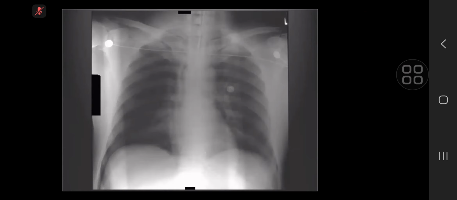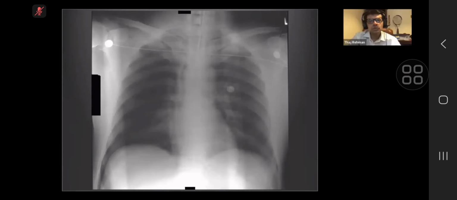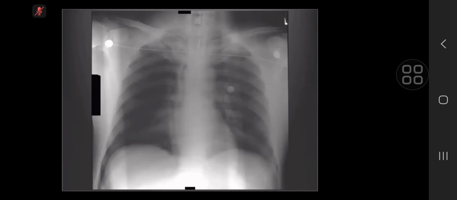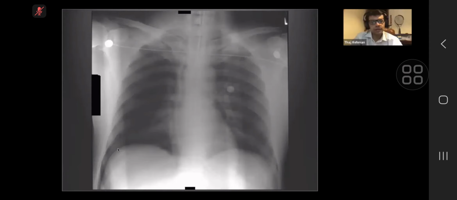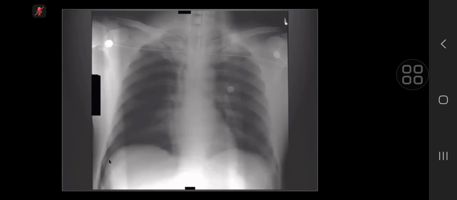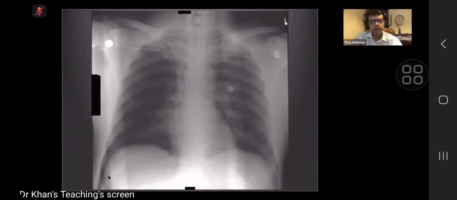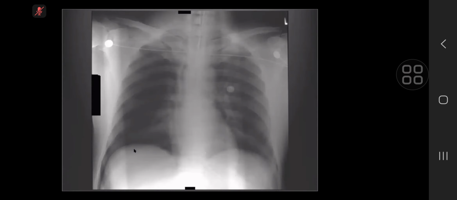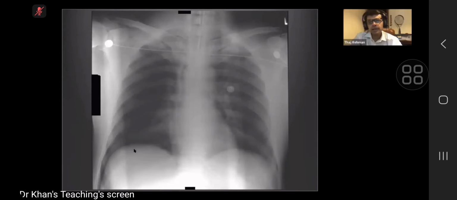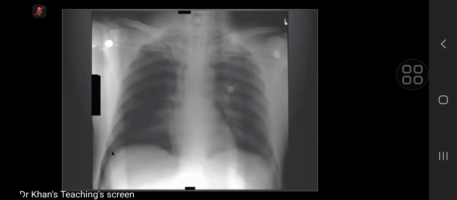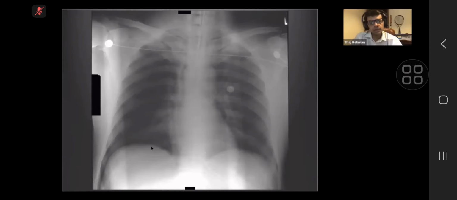Have you heard of the deep sulcus sign? Yes, I can see a deep sulcus sign on the right because it goes all the way down there. Very good. That is a deep sulcus sign, where you can see the diaphragm quite low down, and that indicates a pneumothorax. In what projection? In a supine projection.